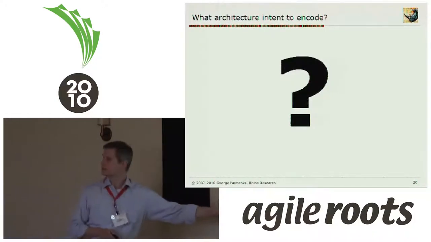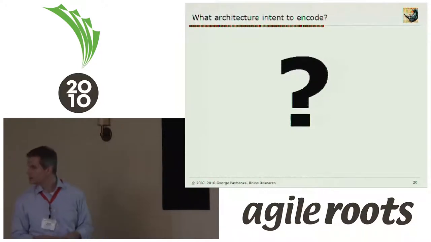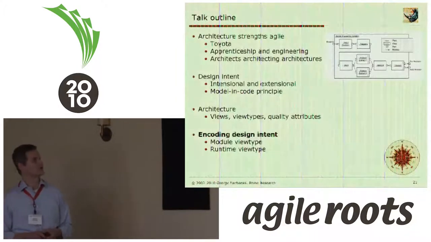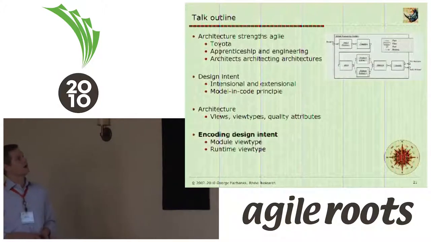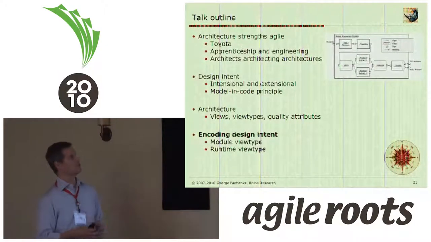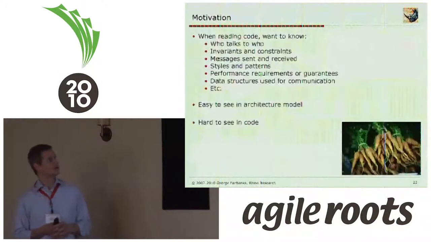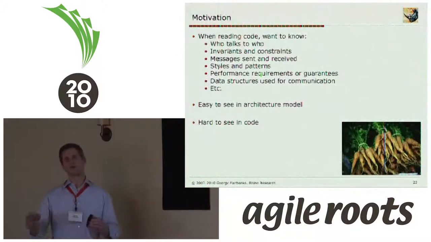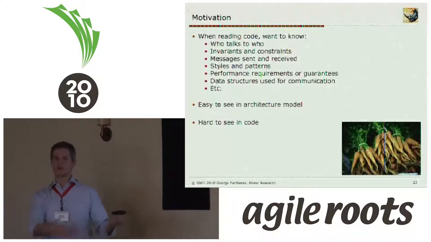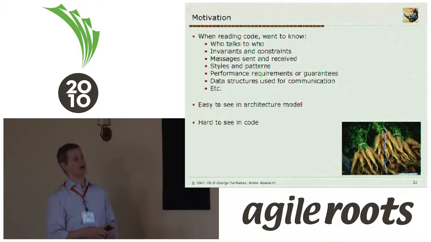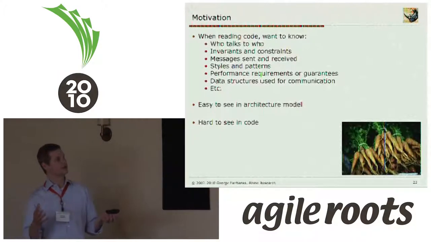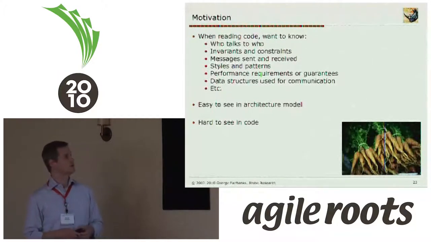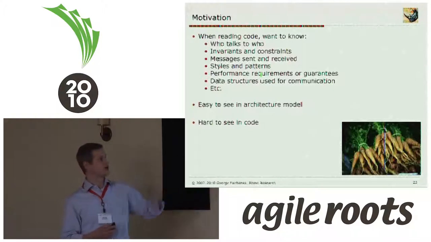Okay, so we've finally gotten to the last section, and I've got about 14 minutes, something like that. Here's the motivation. When you're reading code, you want to know who talks to whom, and the invariants and constraints that you have to deal with. By constraints, I don't mean like we've only got $50. I mean like it must be written in Java, or don't do this following thing. Also messages that are sent and received, styles and patterns in use, performance requirements or guarantees you have to make, and data structures used for communication.